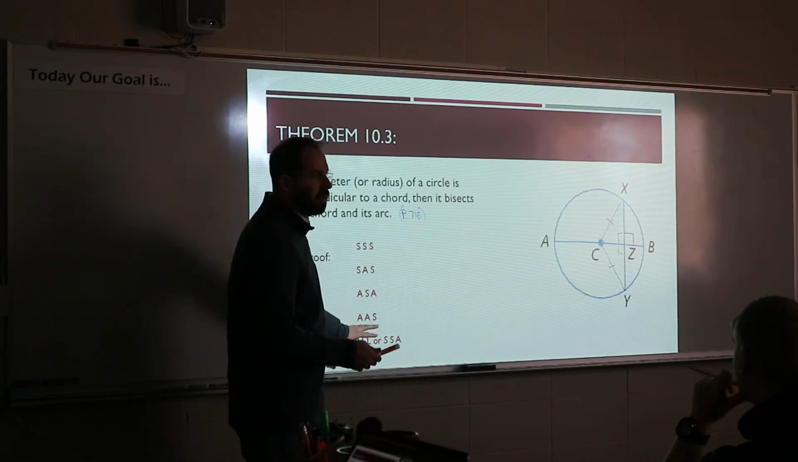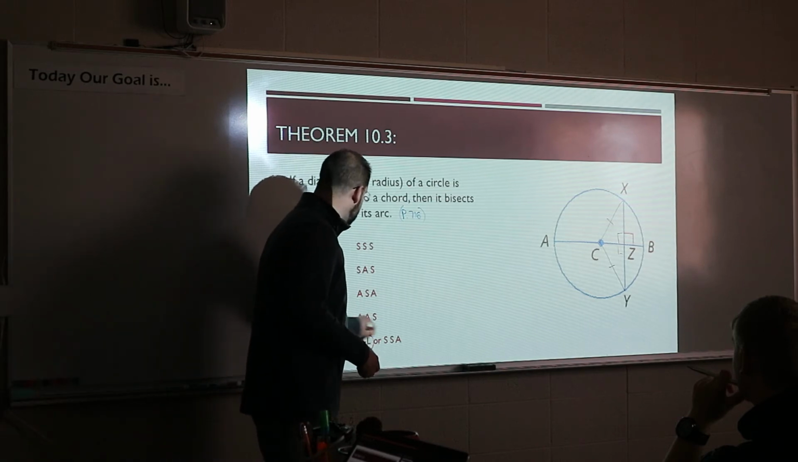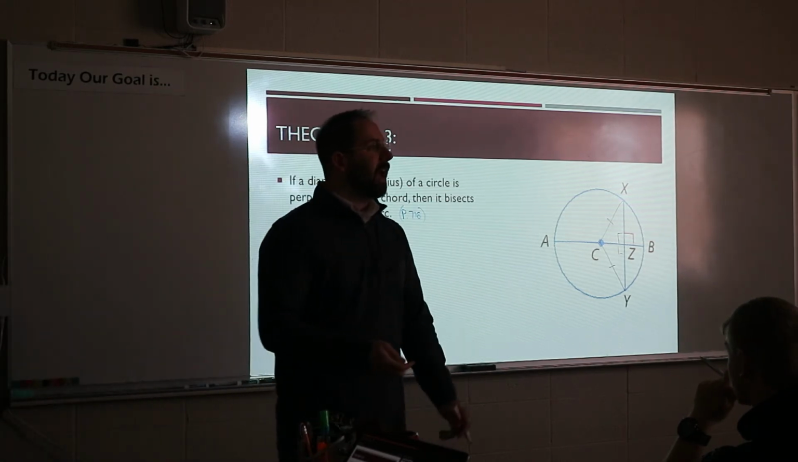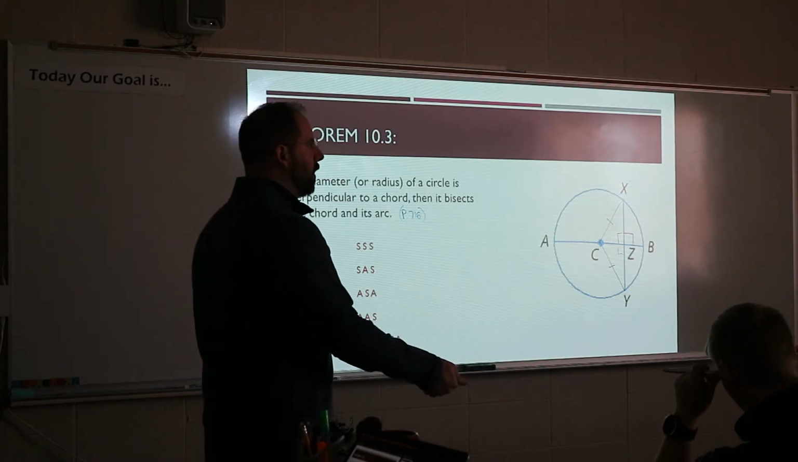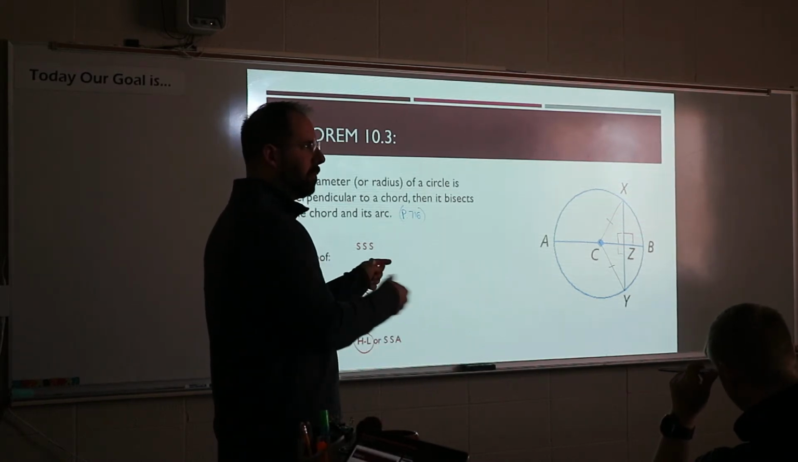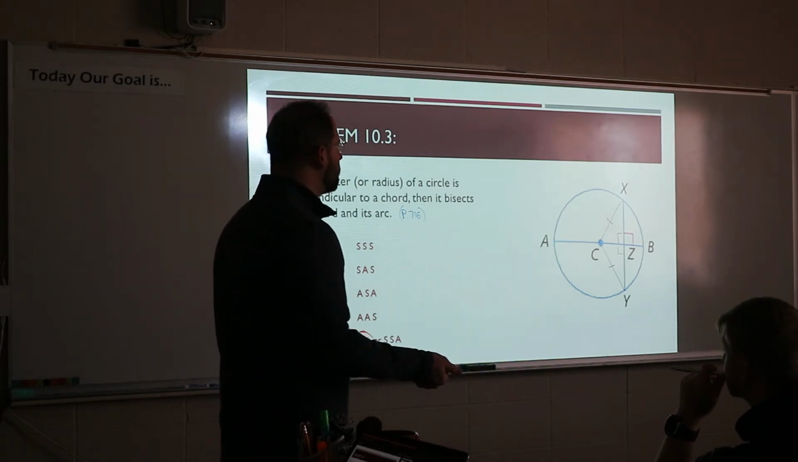Which one specifically is used for right triangles? The bottom one, HL. This is called the hypotenuse leg. If I had a hypotenuse of a right triangle and a leg of a right triangle, and those are matching on two different pictures, then the two triangles are equal. That's what the hypotenuse leg theorem says.